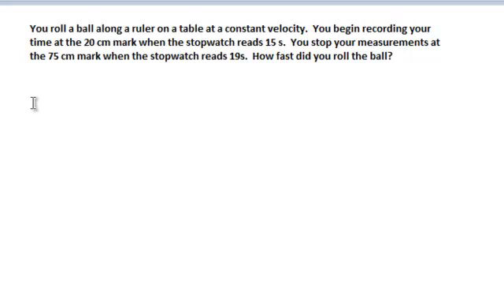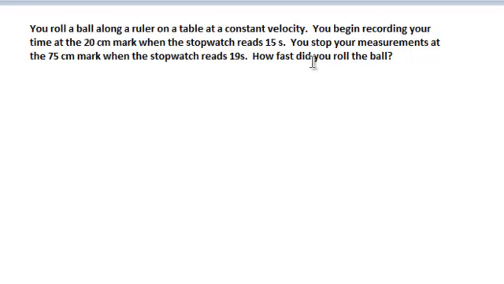Since I just introduced the symbols for all the measurements for you, I thought we'd take the opportunity to see how they're used in the real world. For instance, here we have a problem where you roll a ball across a table at a constant speed, or a constant velocity. You've made some measurements on it. Your goal is to find out how fast the ball is rolling.